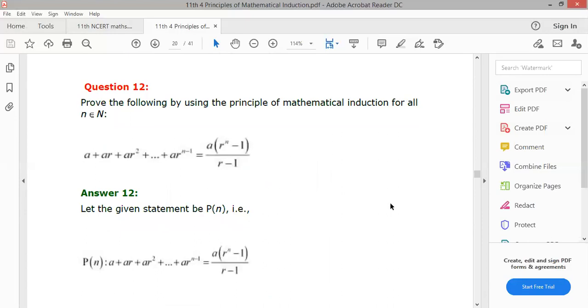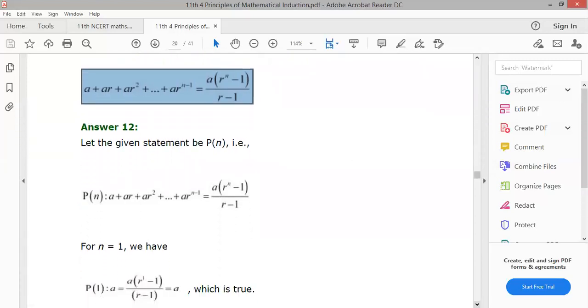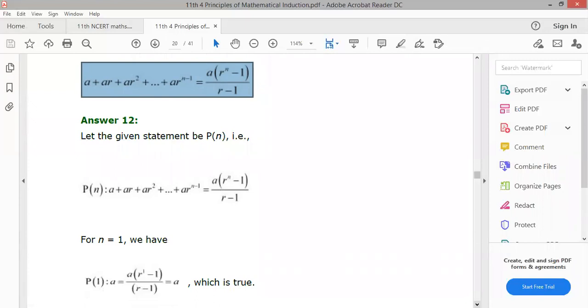prove the following by using the principle of mathematical induction for all n belonging to N. We have a geometric progression here, and we are supposed to prove the sum of this geometric progression is equal to a into r raised power n minus 1 divided by r minus 1. So how to prove this? We will prove the result for n equal to 1 first, and then we will go to the inductive step.